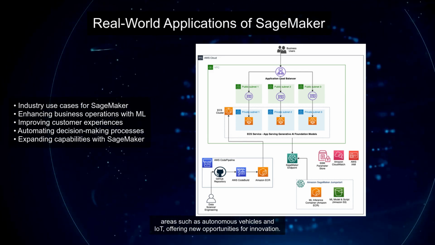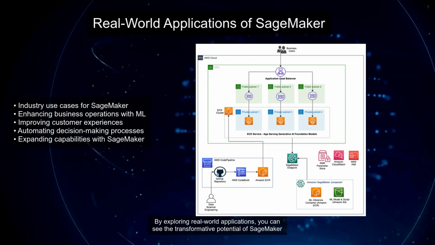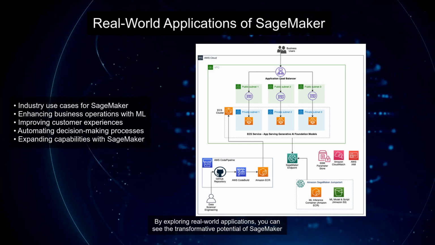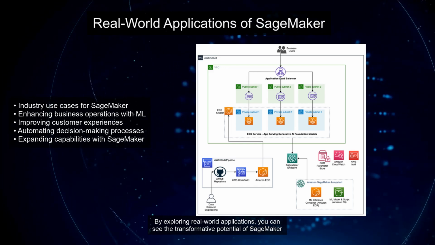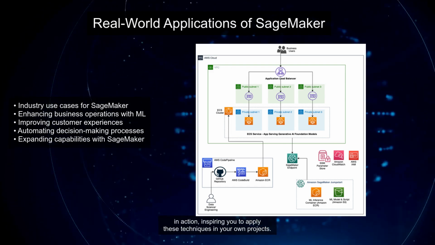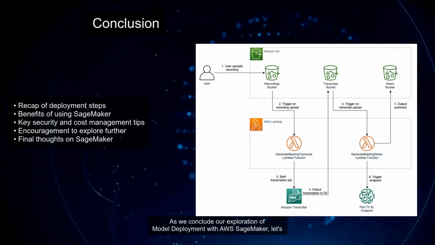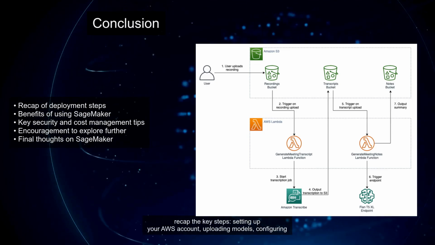Additionally, SageMaker's capabilities are expanding into areas such as autonomous vehicles and IoT, offering new opportunities for innovation. By exploring real-world applications, you can see the transformative potential of SageMaker in action, inspiring you to apply these techniques in your own projects.